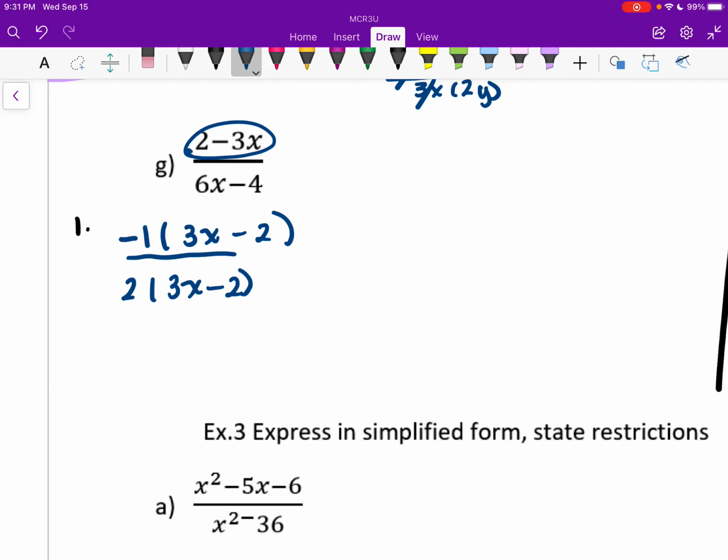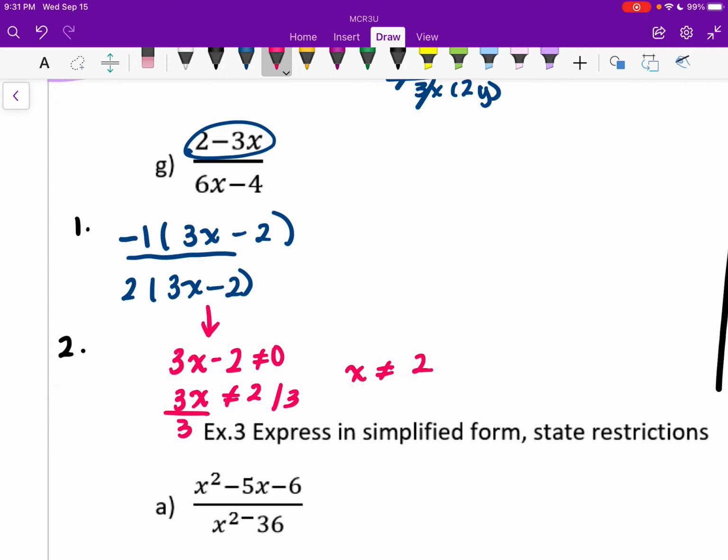Okay, so then I'm going to say, now I want to go ahead and state my restrictions. So let's do that. 2 doesn't really have a variable with it, so I only care about the 3x minus 2. That cannot equal 0, right? And if I do that, 3x cannot equal 2, divided by 3, so I know x cannot equal 2 over 3. So that's my restriction. I only have one restriction here.